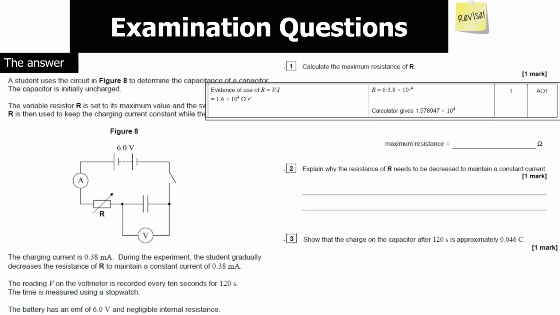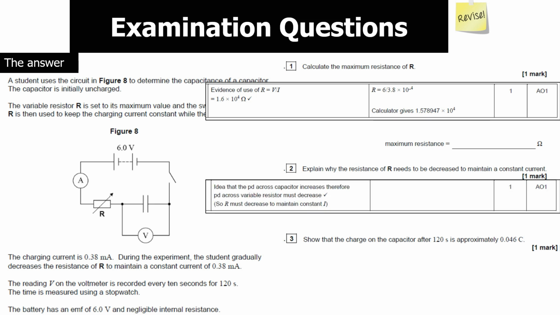minus 3, because milli means 10 to the minus 3. We've got to use our maximum value of potential difference, which is going to be the EMF of the source, which is 6. So it's 6 over 3.8 times 10 to the minus 4, which is 1.6 times 10 to the 4. Now in our next question, it's the idea that the potential difference across the capacitor is increasing as it's charging because it's building up that difference in charge across both plates.